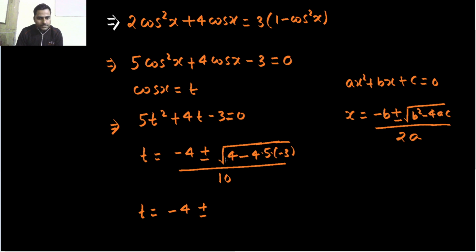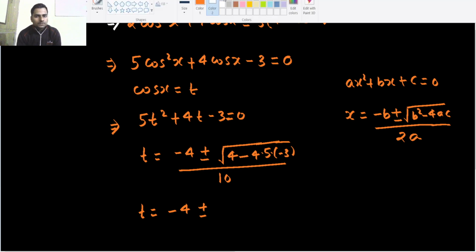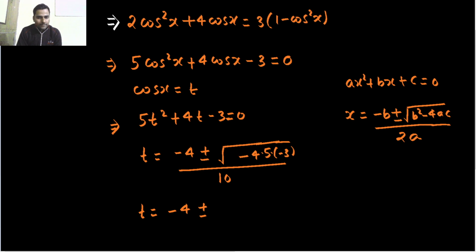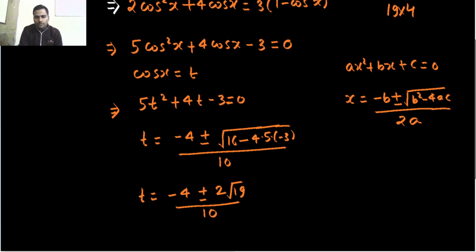Now b square, which is, oh, I see. This will be 16. 4 square is 16. So I'll have to remove this. So 16. Now 16 plus this is 4, 5, 20, 60. So 16 plus 60, 76, which can be written as 19 into 4. 4 comes out as 2 and you get under root 19 down there. Fine.